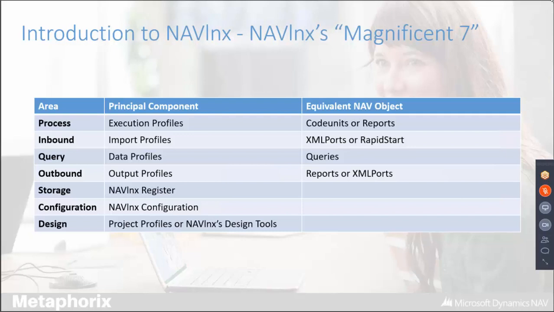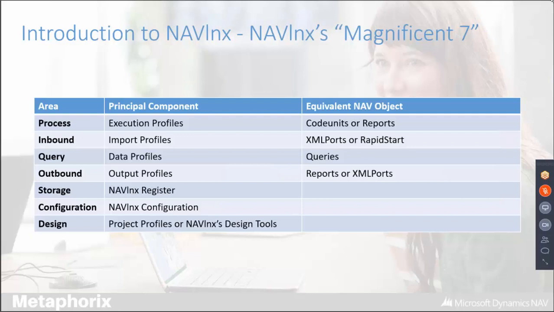Storage. The main principal component for this is NAVLNX register, which, as an example, allows you to store outputs produced via, say, a NAVLNX outbound profile. So you have a one-stop area for the storage of these particular outputs. For this one, there is no real equivalent Navision object.